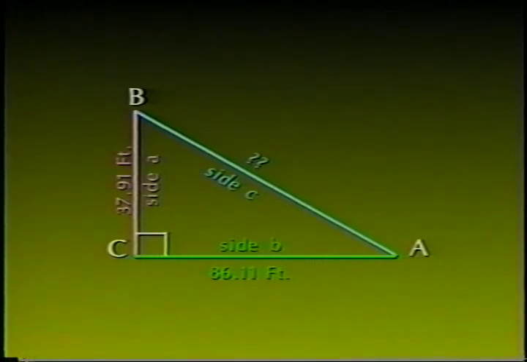First, rearranging the basic equation, we get C squared equals A squared plus B squared, which reduces to finding the square root of the quantity 1,444 plus 7,396. It equals 8,840. The square root of 8,840 being 94.02 feet, or the length of side C.